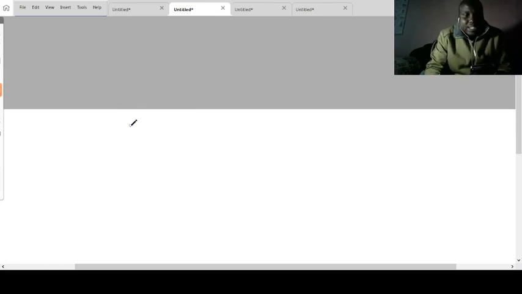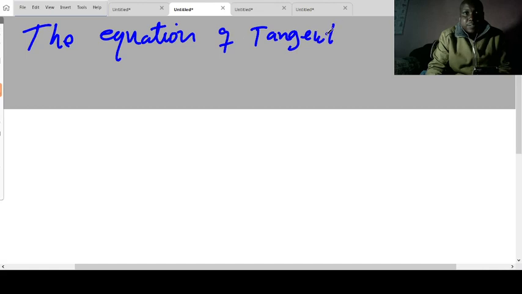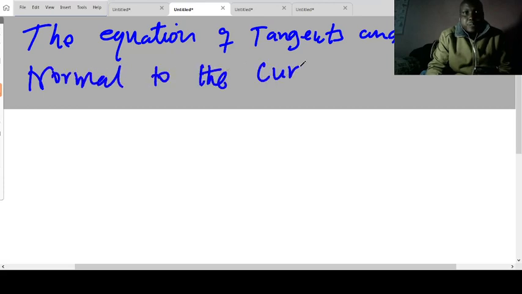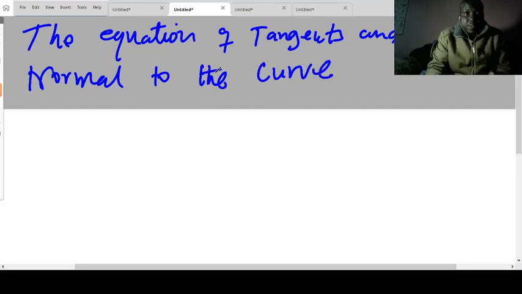So let us now look at the equation of the tangent and the normal to the curve. The equation of the tangent and normal to a curve. Let us use article A, to a curve.